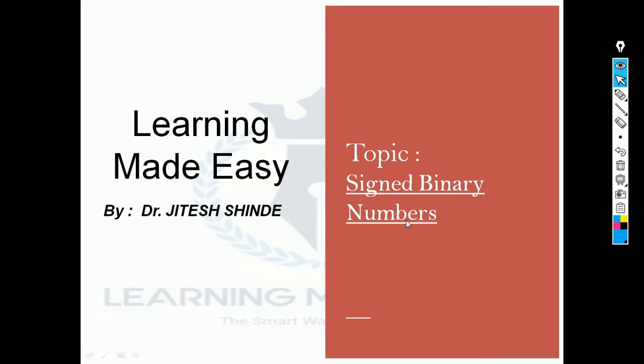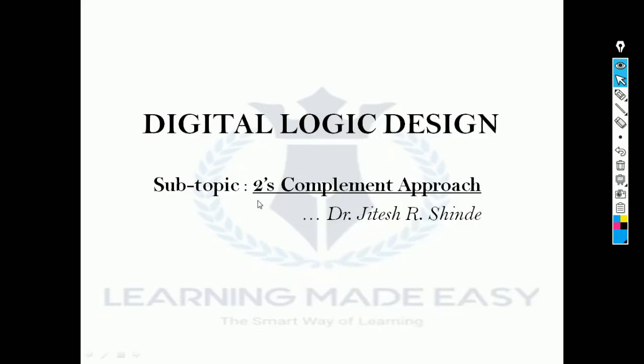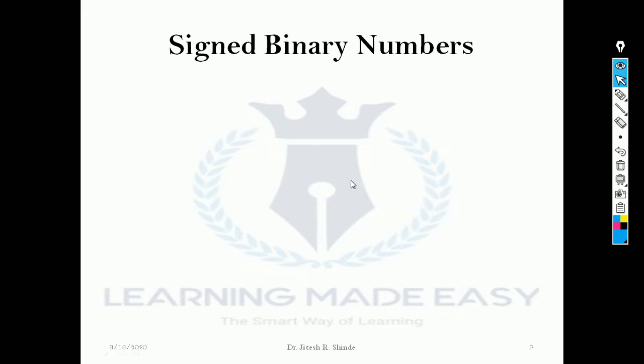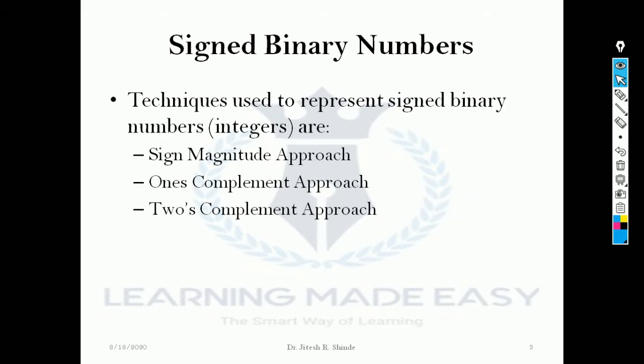In this session, we shall be discussing signed binary numbers with more emphasis on two's complement approach. Techniques used to represent signed binary numbers, that is integers, are sign magnitude approach, one's complement approach, and two's complement approach. To have a clear understanding of sign magnitude approach and one's complement approach, please refer to my previous two videos. In this session, we shall be discussing only two's complement approach.